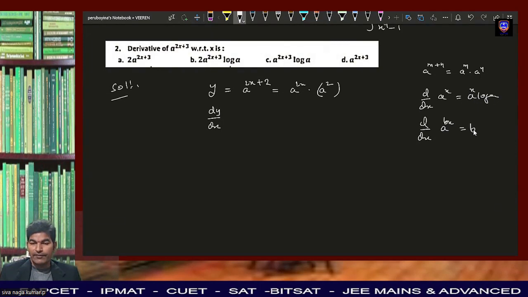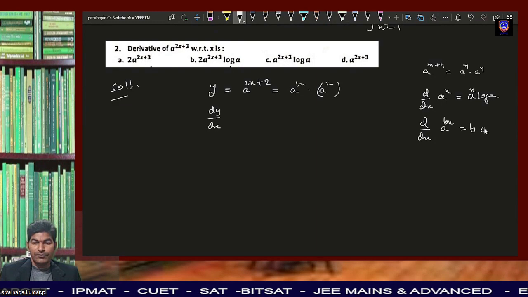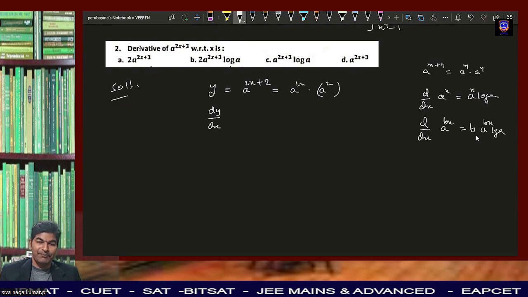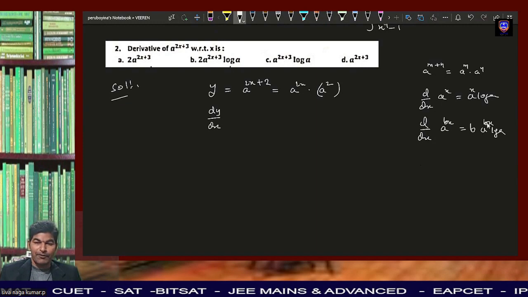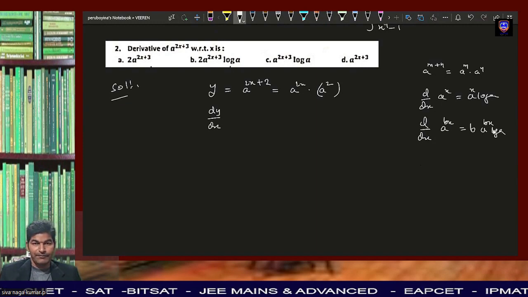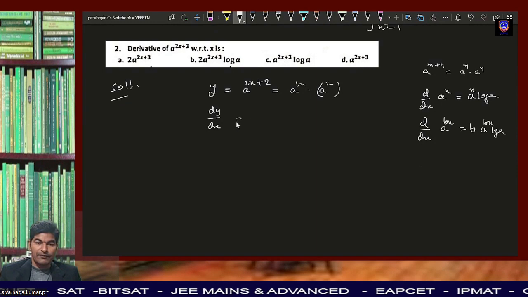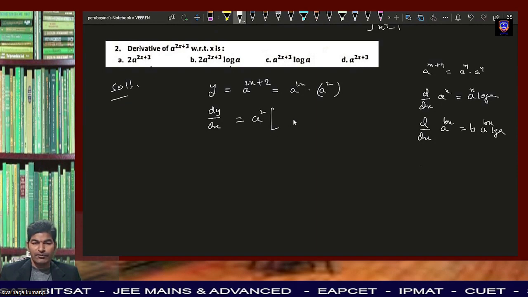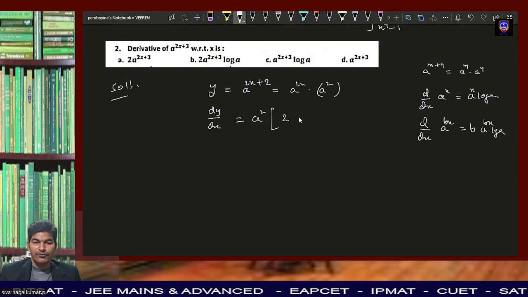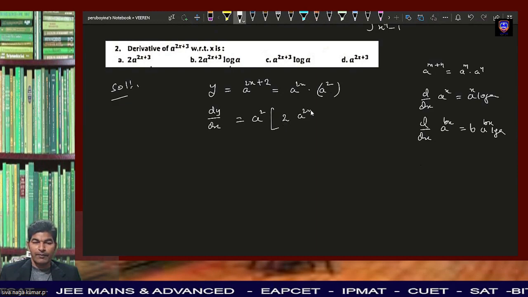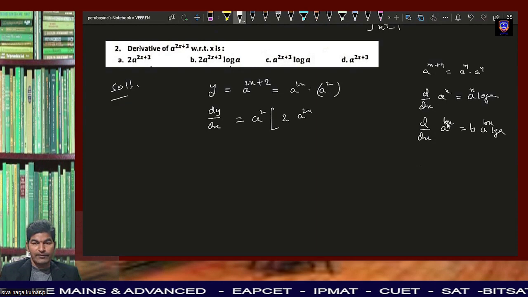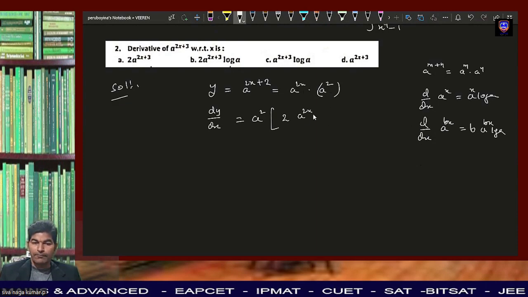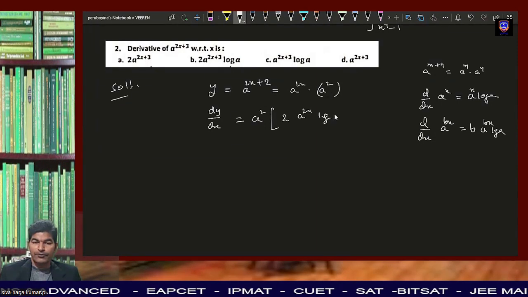The derivative is very easy. b into a power bx into log a. This is the derivative: b into a power bx log a. Fine. So similarly, we will write first a square because it's a constant quotient. A power 2x derivative: like a power bx, here what is b? 2. So 2 into a power 2x into log a.